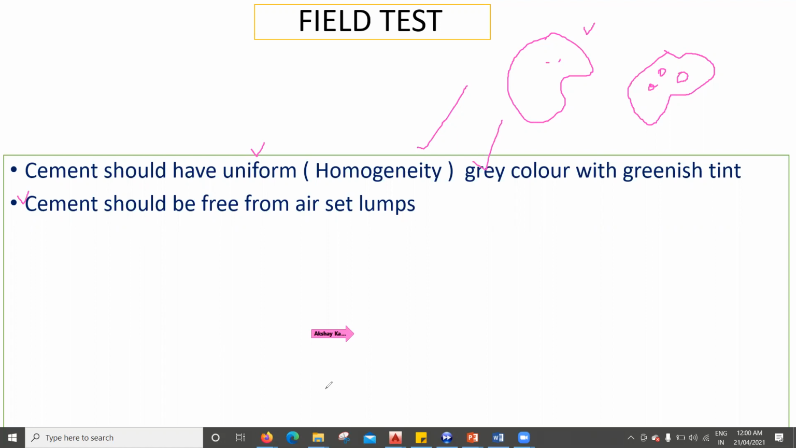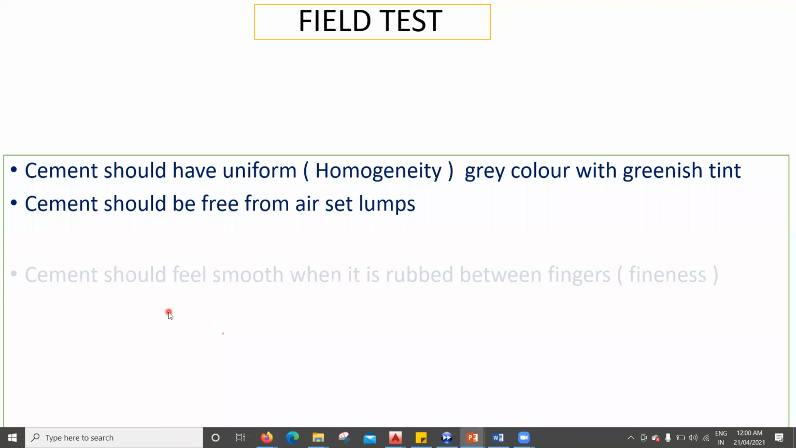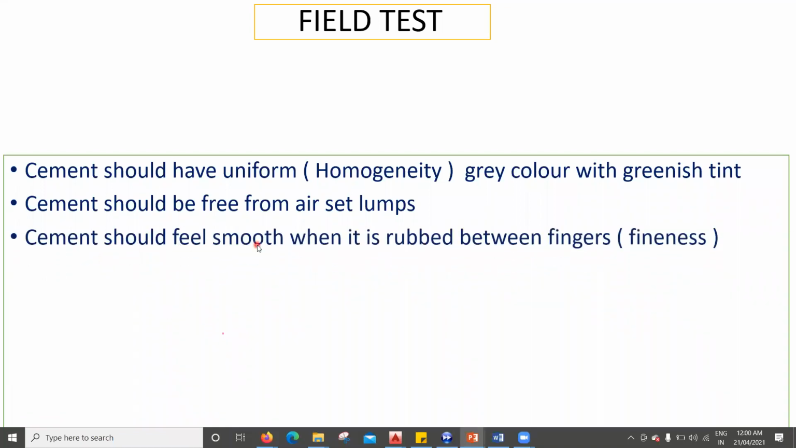Next, again we'll try to see. Cement should feel smooth when it is rubbed between two fingers. Whenever you take cement and rub it between two fingers, you should feel that smoothness, so that you get an idea of how fine the cement is. In the same way, we'll try to see.